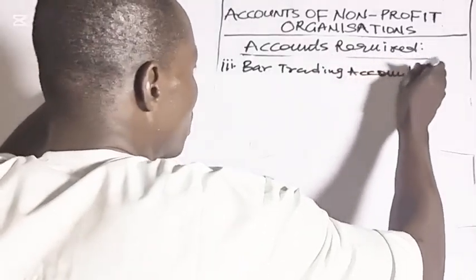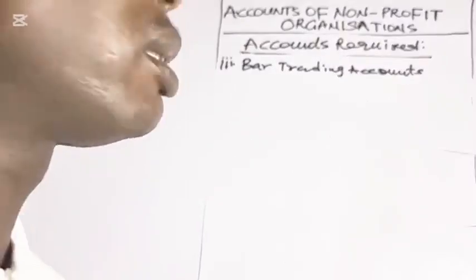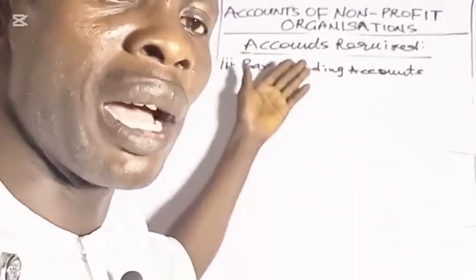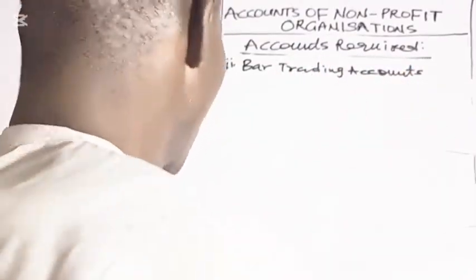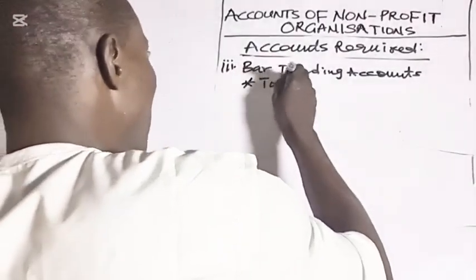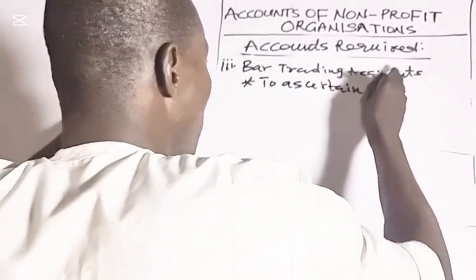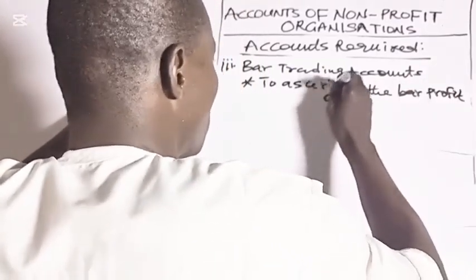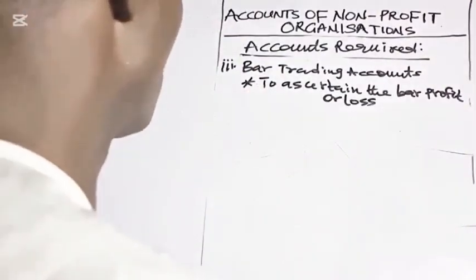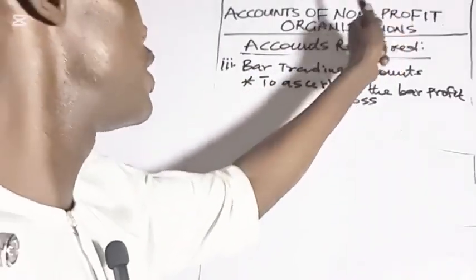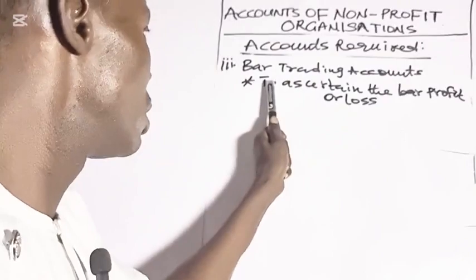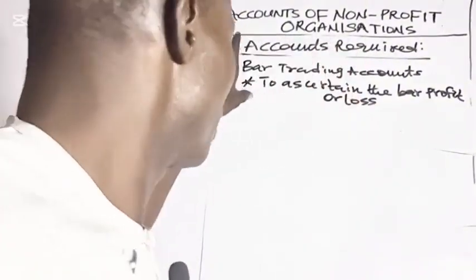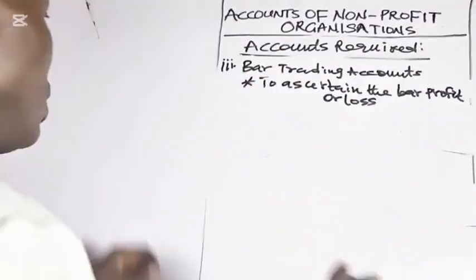Number 3, bar trading account. Where the club or society engages in restaurant operation, then you will need to prepare the bar trading account to ascertain the bar profit or loss. So my next video on accounts of non-profit organizations shall go deeper into this, or I will solve questions that involve bar trading accounts in my next video.